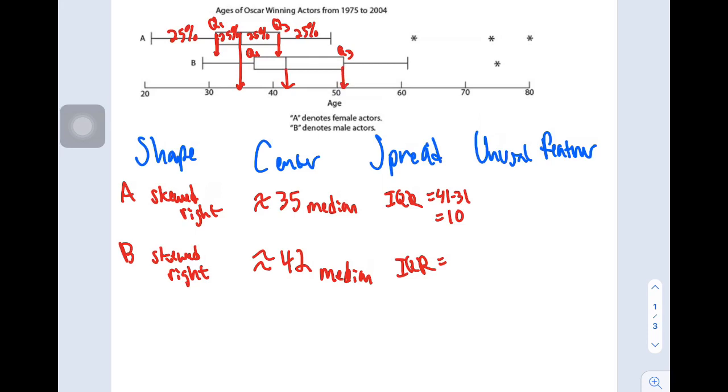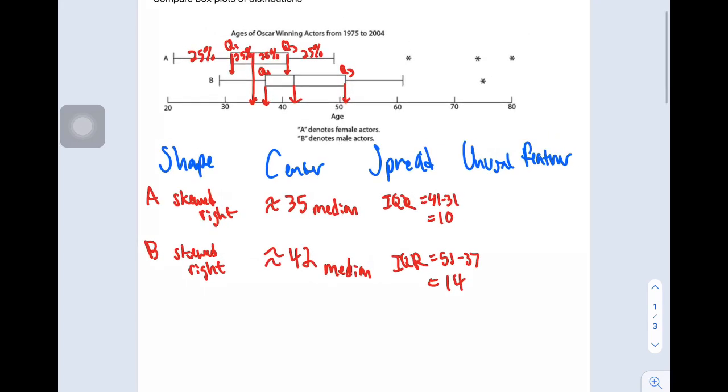And for the males, it looks like it's 51 for Q3 and about 37 for Q1. So it looks like the males have a larger spread when it comes to the interquartile range.